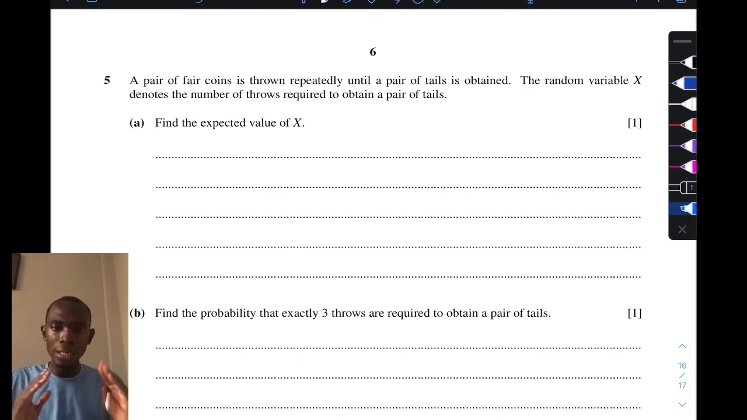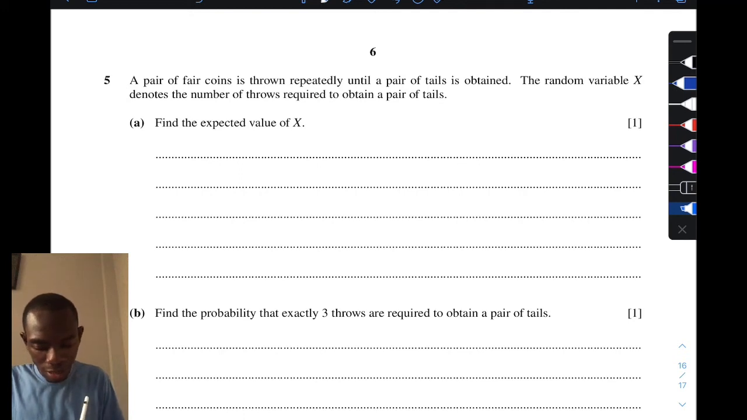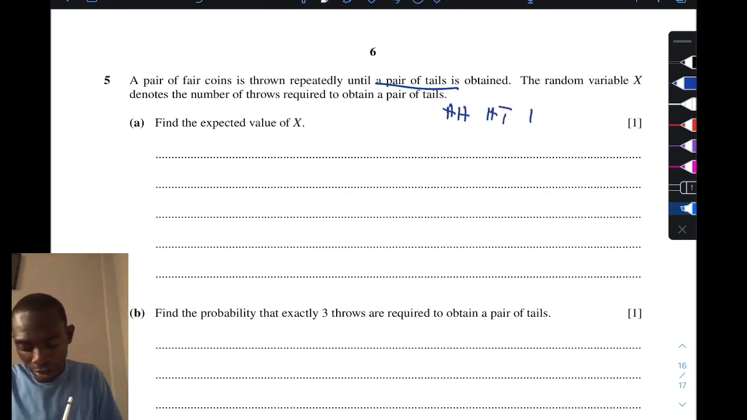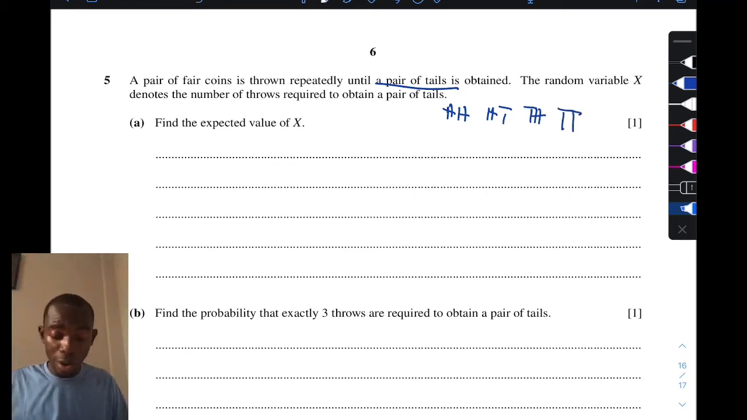Okay, it works just like the way we use the normal distribution to approximate the binomial distribution. So now let's see how it works. A pair of fair coins is thrown repeatedly until a pair of tails. If you have two coins, you can have head head, head tail, tail head, or tail tail. So the probability of getting tail tail is 1/4.